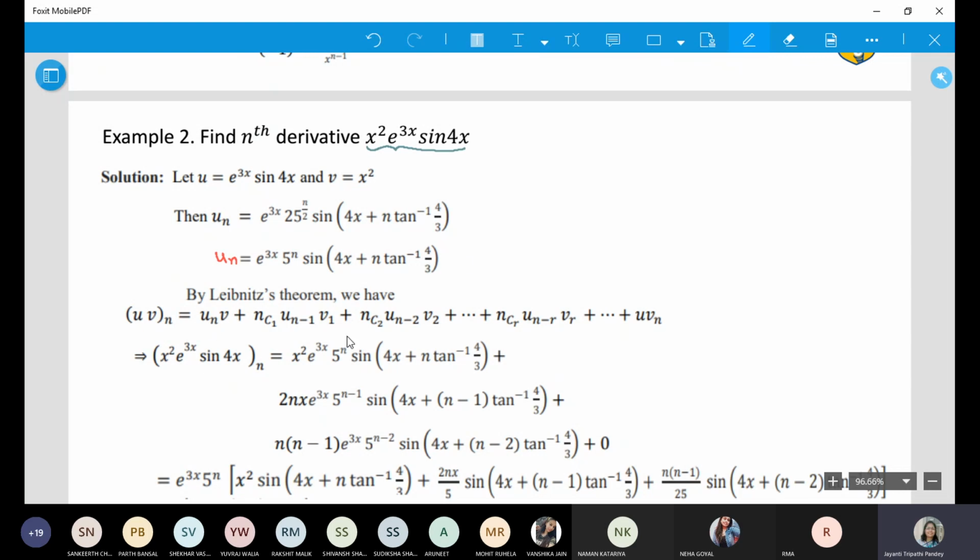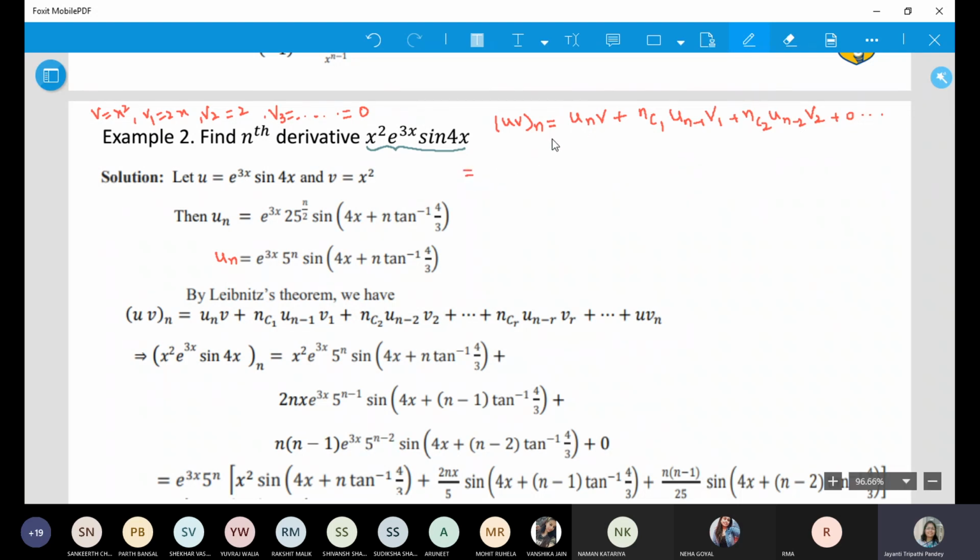Now we will apply Leibniz theorem. So when you apply Leibniz with u and v, you will get u_n v + nC1 u_(n-1) v1 + nC2 u_(n-2) v2, and beyond this 0. Because you have checked that if v is x square, you are getting v1, v2, and from v3 onwards everything is 0. So you have written v, v1 and v2. Rest all is 0. Now substitute the values.